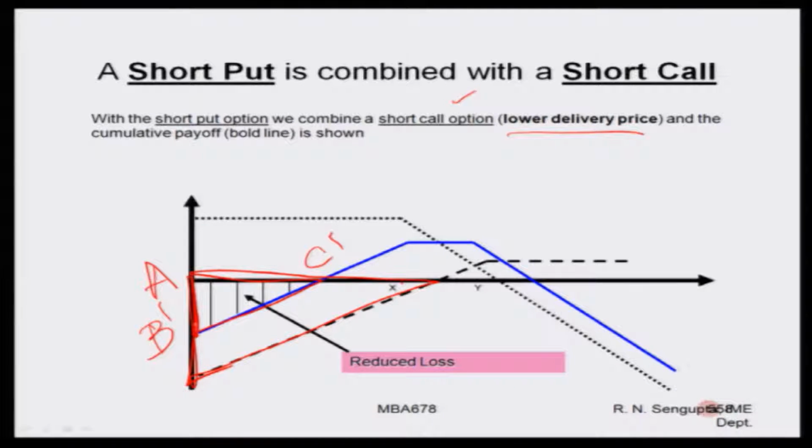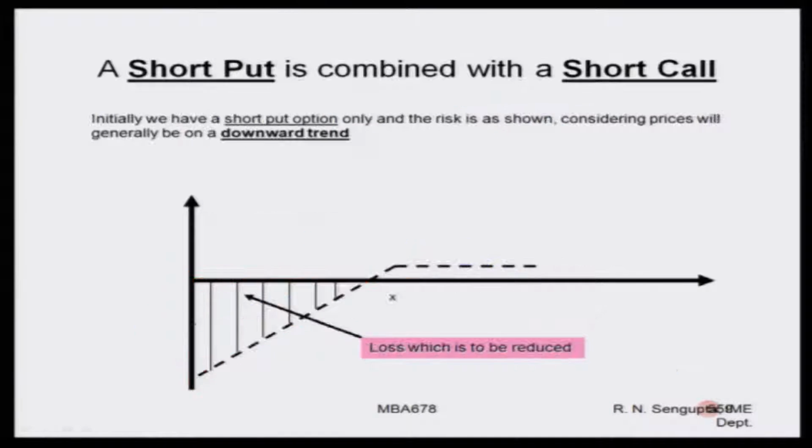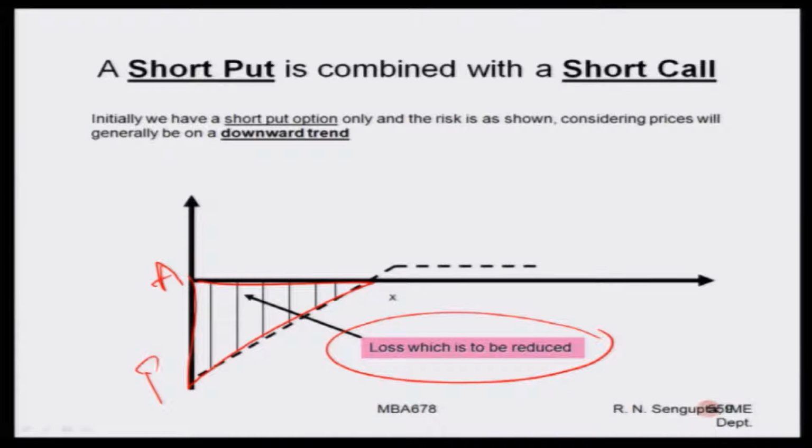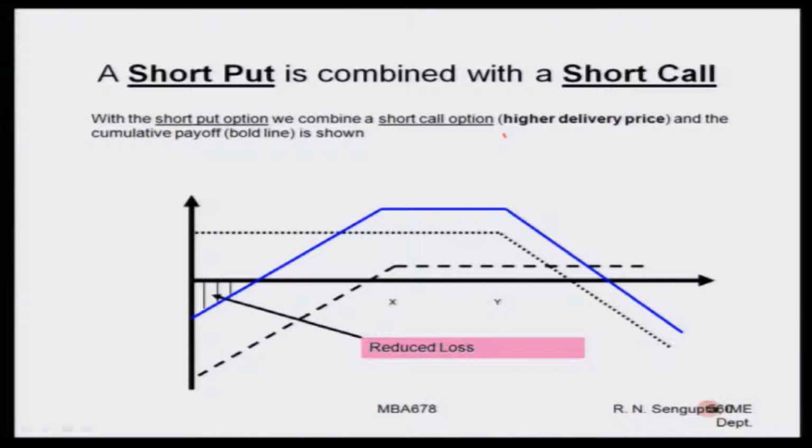That means, thinking that they are on a downward trend, again different combinations of short put with the short call. It is on a downward trend. The overall loss is given by this pink area, which is A, B, C. This is A, this is B, this is C, and you are considering x as the delivery price. Now, we will combine that with the short call option with the higher delivery price.